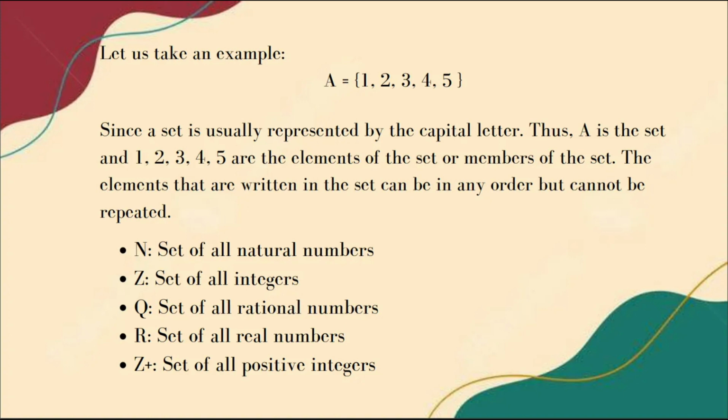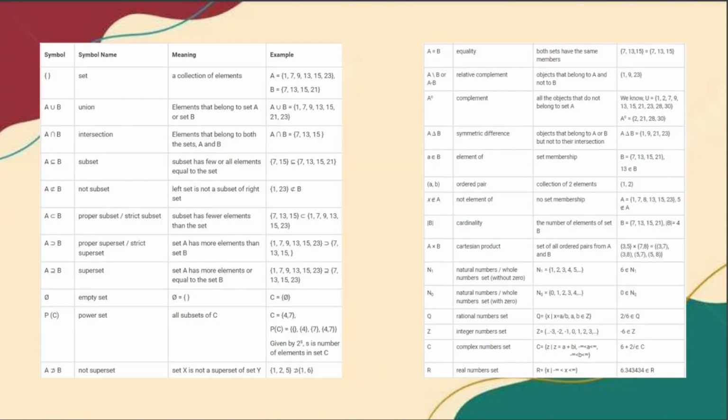There are capital letters that need to be remembered: capital N, the set of natural numbers; capital Z, the set of all integers; capital Q, all rational numbers; capital R, the set of all real numbers; and capital Z plus, the set of all positive integers. Next, we have the symbols that we can use to determine sets and other representations of them.